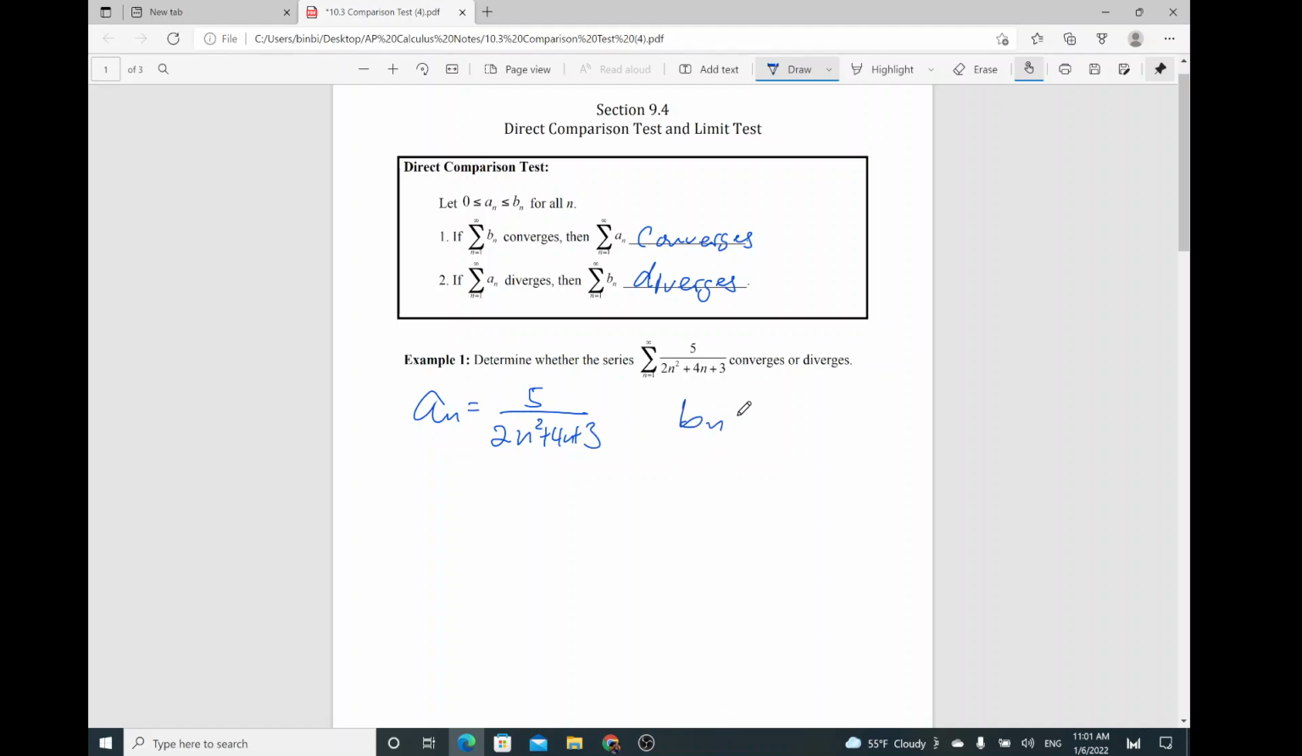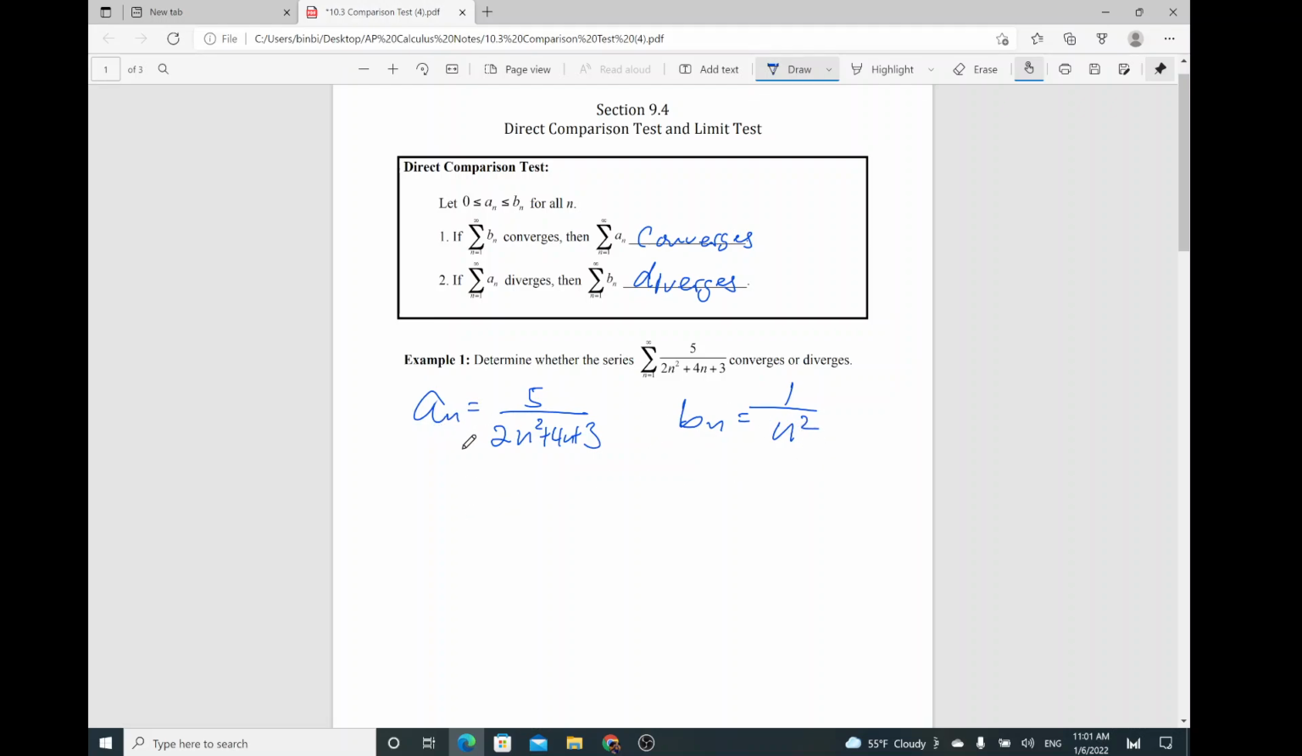So for b sub n, I want to set up something, or just consider, 1 over n squared without the coefficient. You might be wondering why I set up just 1 over n squared. Because this one is all about the n behavior. The highest power in the denominator is 2, quadratic. So without the coefficient, obviously b sub n is greater than a sub n.